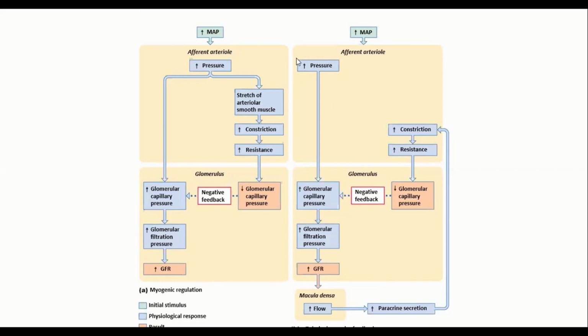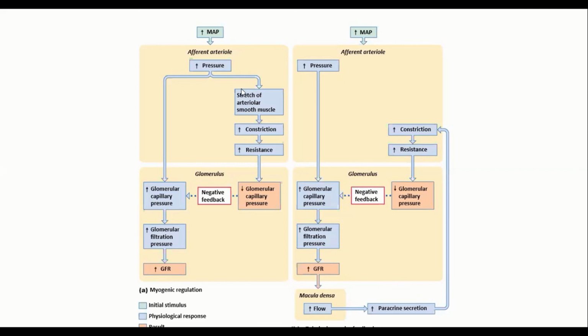Okay, so our Starling forces, one of them favoring filtration is the pressure in the glomerulus, that hydrostatic pressure. So if that hydrostatic pressure here goes up, which is the same thing as basically the blood pressure going up, that would increase our glomerular filtration rate because it's basically just pushing more plasma out. But we don't always want that to happen, so we have regulation.